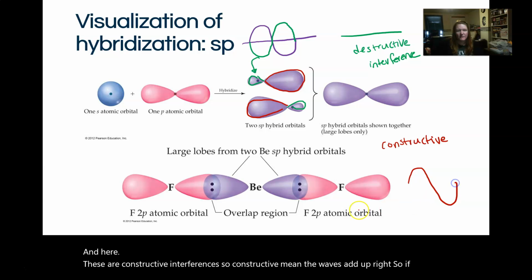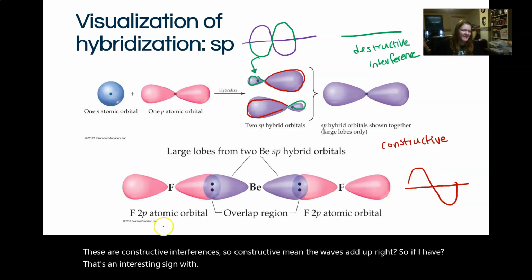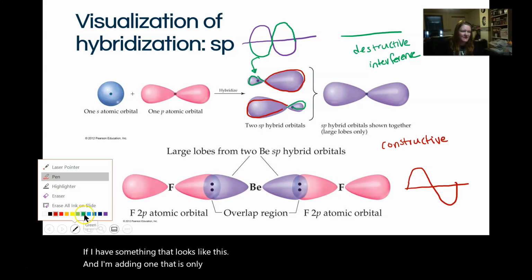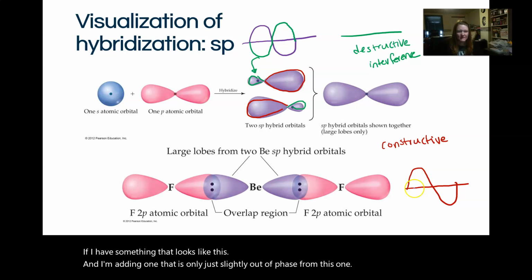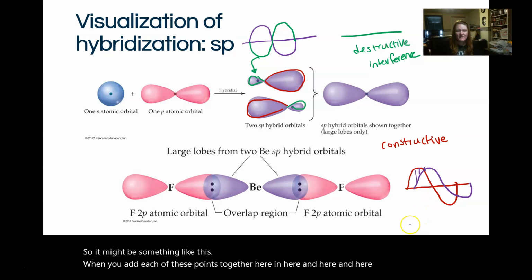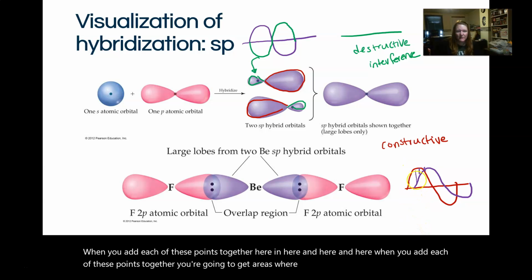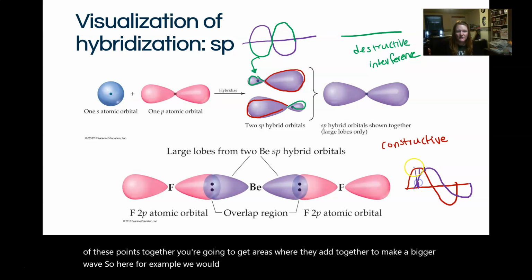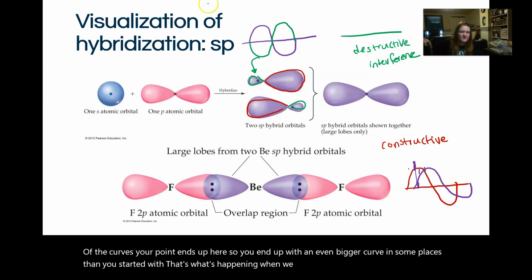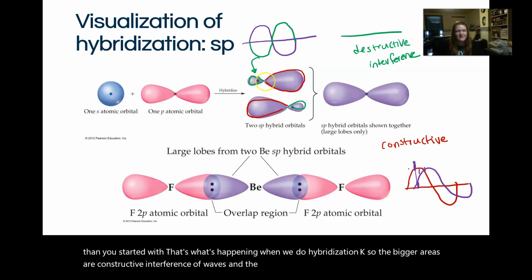So if I have, well, that's an interesting sine wave. We'll go with it. If I have something that looks like this, and I'm adding one that is only slightly out of phase from this one, so it might be something like this. When you add each of these points together, here and here, here and here, you're going to get areas where they add together to make a bigger wave. So here, for example, we would add this much to the top of the curve, so your point ends up here. So you end up with an even bigger curve in some places than you started with. That's what's happening when we do hybridization. Okay, so the bigger areas are constructive interference of waves, and the smaller areas are destructive interference.